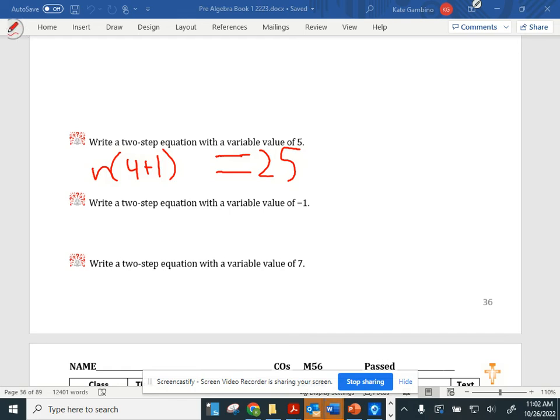If n equals 5, our variable value is 5. So I'm going to say 4 plus 1 is 5 times n. N is 5. 5 times 5 equals 25. Does that make sense? So be careful. Variable value means your variable is going to equal that number, not the answer to your equation.